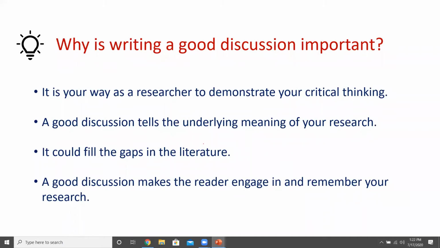Now, I'm not saying it's a form of judgment, like I'm not going to judge, but it gives me a good idea of how good this person's critical thinking is. You get to express yourself in writing in the discussion section. A good discussion tells the underlying meaning of your research. It could fill the gaps in the literature. A good discussion makes the reader engage with and remember your research.